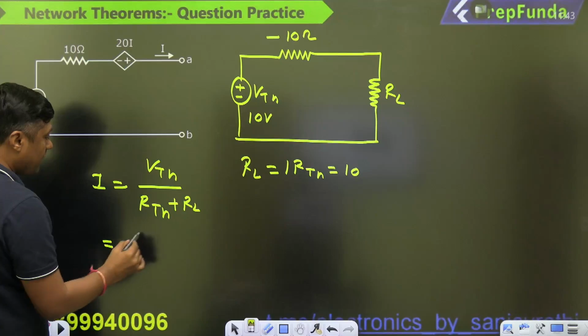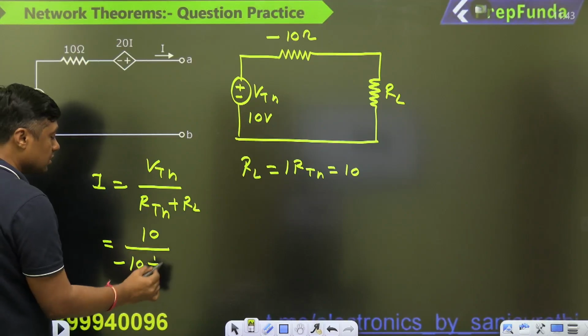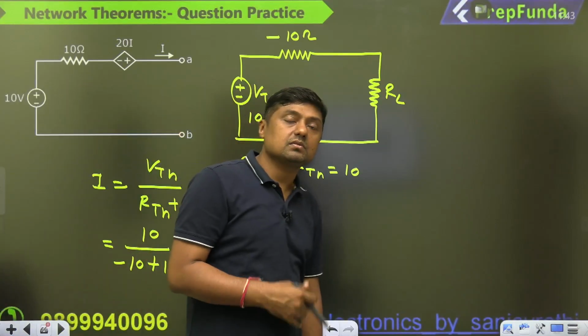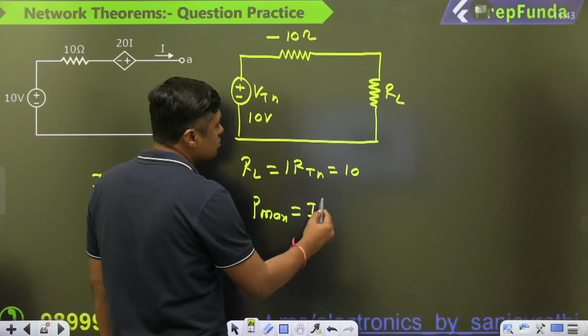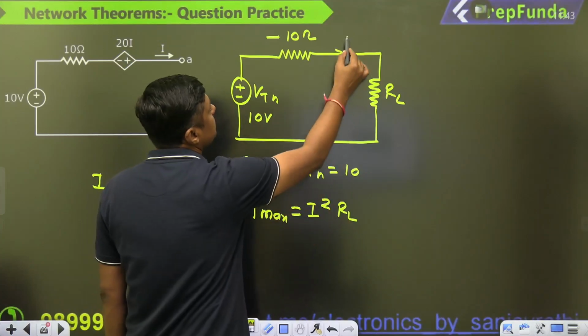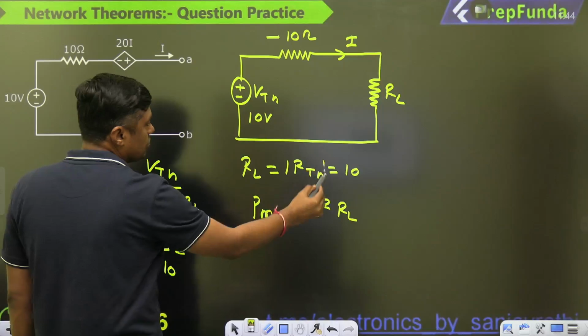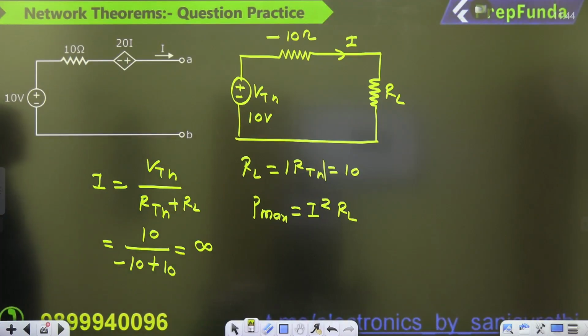Guys, when will the current be maximum? VTH is 10 volt, RTH is minus 10. So what should be the value of RL? Plus 10. What is the current? Infinite. And you will get infinite power here, so that is the maximum power. Are you getting my point, everyone? Power is I squared into RL. So if we are getting RTH negative, don't worry about that. Yes, you can get RTH negative. In case of an amplifier or an oscillator, we get RTH negative. So no problem, and this is a unique question where the RTH is negative.